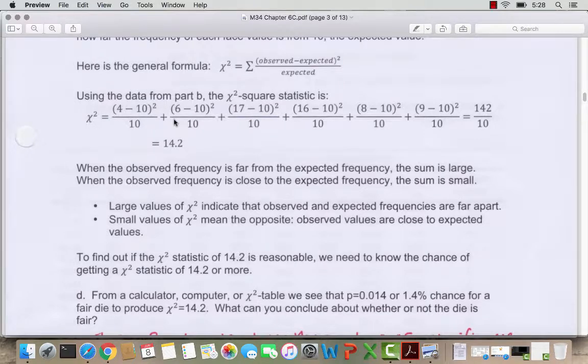So then the 2 came up 6 times, so 6 minus 10. We square that, we divide by 10. So you can double check all these calculations. You should get 142 over 10 or 14.2.